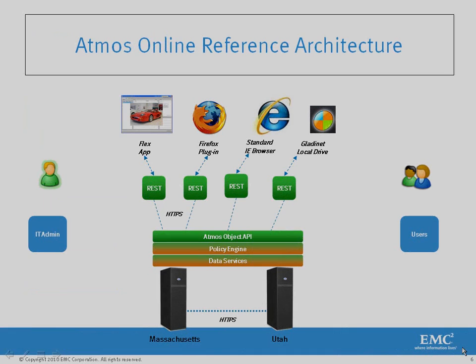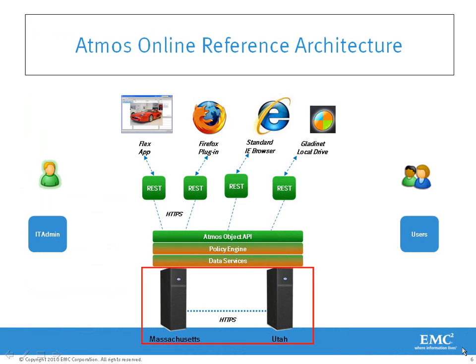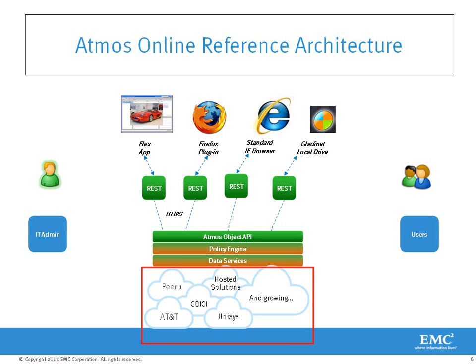So let's get started. In our example, we'll start with the perspective of the admin, who operates the Atmos object storage infrastructure that could be delivered as purpose-built appliances, as VMs with the virtual edition, or managed as a service online from one of our service provider partners, which I'll represent here using the Atmos Online Reference Architecture, which is still very much available today.